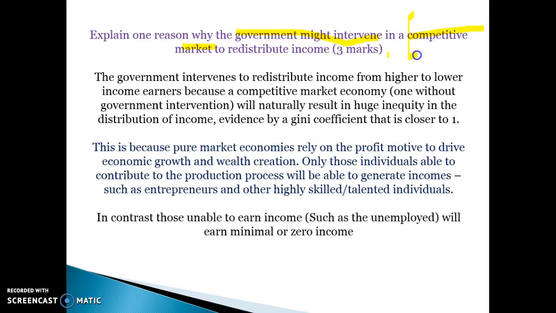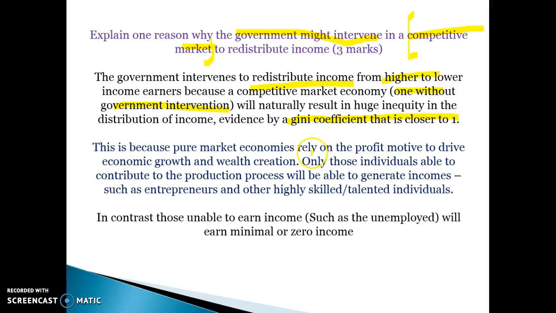You really want to focus on what it means by a competitive market here and why that requires the government to intervene. So the government intervenes to redistribute income from higher to lower income earners because even in a competitive market economy, so without government intervention, so define that, it will naturally result in huge inequality of the distribution of income and a Gini coefficient that's quite close to 1, so market income is quite inefficient.